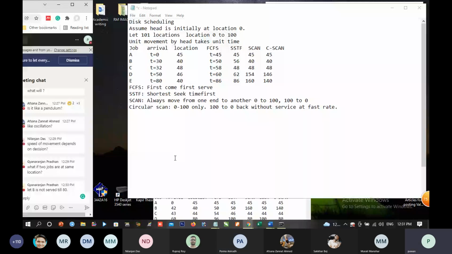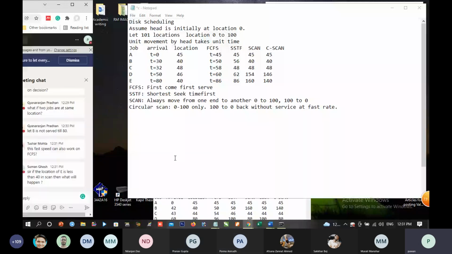Sir, from 0 to 100, does the disk head go from location to location, seeing if there will be something to be serviced? Yes. From 0 to 100, the disk head will be moving from 0 location to 1 location to 2 location to 3 location and see whether there is anything available to be served or not. Okay, so it does not know beforehand that it has to service something. That is why it takes time. That is correct. Okay.